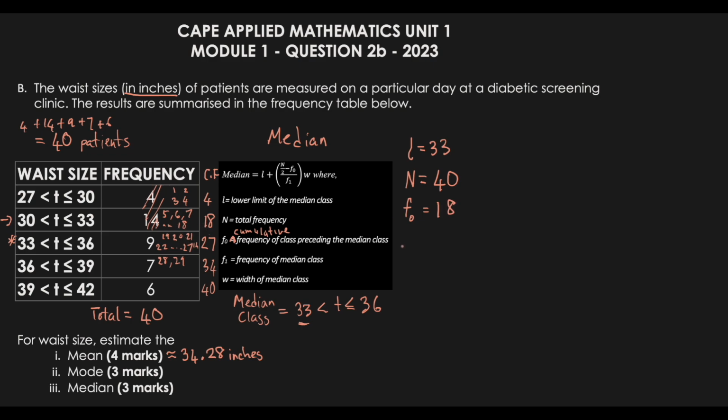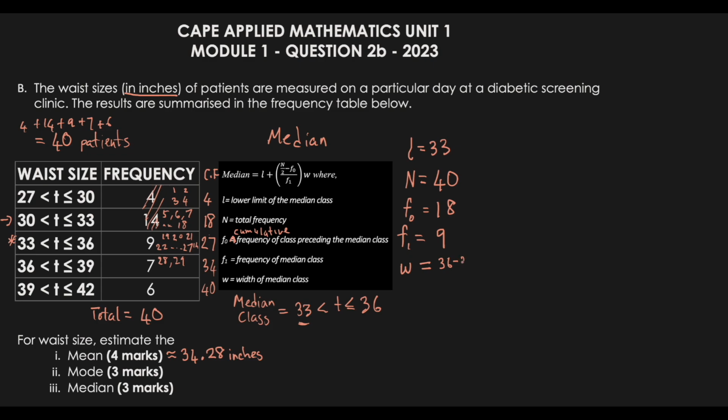Now frequency f would be equal to the frequency of the median class. The median class in this case is right here, which is 9. Now the width of the class, the width of the median class. The width of this class would be 36 take away 33.